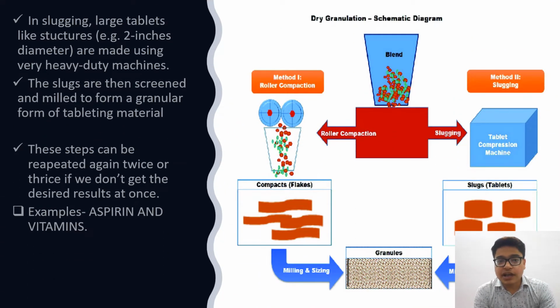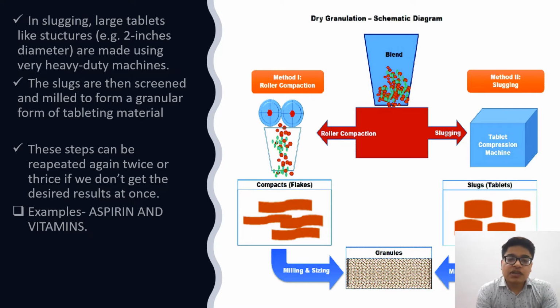Let's understand it with the diagram. As you can see, this is the blend of our API and excipients. We can do this in two ways: slugging and roller compaction. In case of slugging, the tablet compression machine is used and slug-like structures are formed, which then undergo milling and sizing to form granules. In case of roller compactor, flakes are formed which undergo milling and sizing to form granules. This step can be repeated twice or thrice if we don't get the desired result at once.